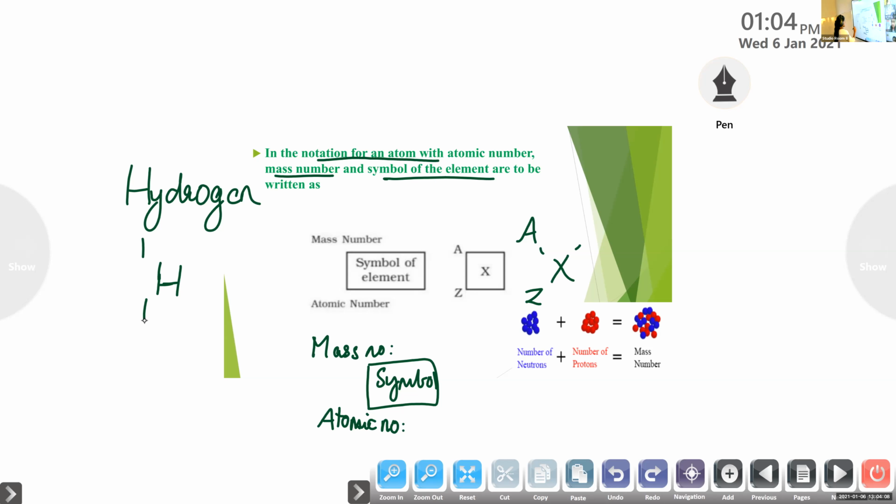Then the next one, oxygen. How can we represent oxygen? What is the symbol of oxygen? O. Yeah. Then what about the atomic number? 8. Then what about the mass number? 16. So we can represent all the elements in the periodic table like this, including the atomic number, mass number, and symbol of the element.